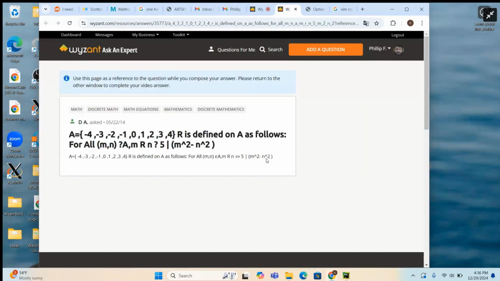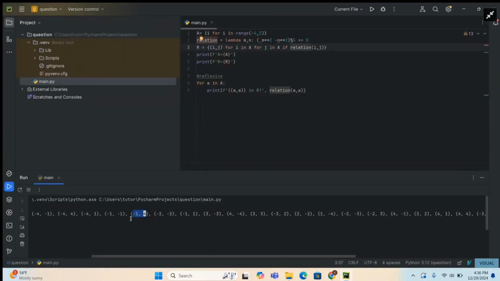5 divides m squared minus n squared. So 5 divides -1 squared minus 4 squared, 1 minus 16. Just kidding, 1 minus 16 is -15. -15 is divisible by 5. So yeah, that's what I meant to say.